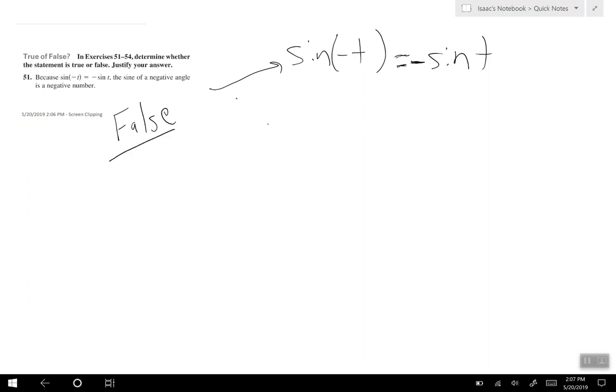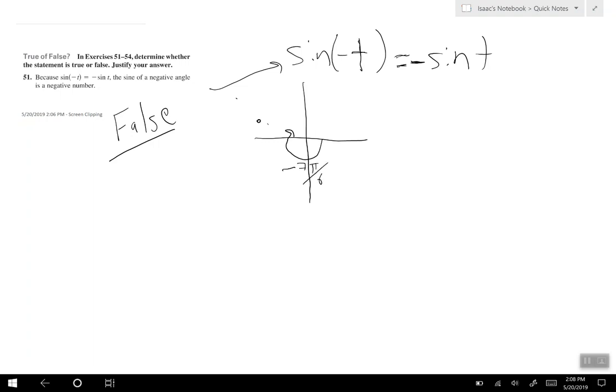And let's think of some ways that we can justify our answer. Alright, so going around the unit circle, the sine of negative t, so t can be any angle that I want it to be. So I would like to pick a counterexample to this. I want one that shows that the sine of a negative angle is a negative number is not true. So I'm going to pick, let's see, about negative 7 pi over 6.